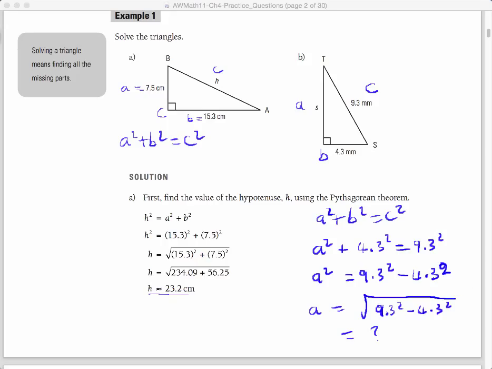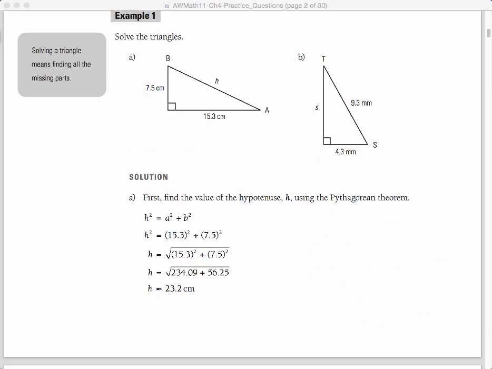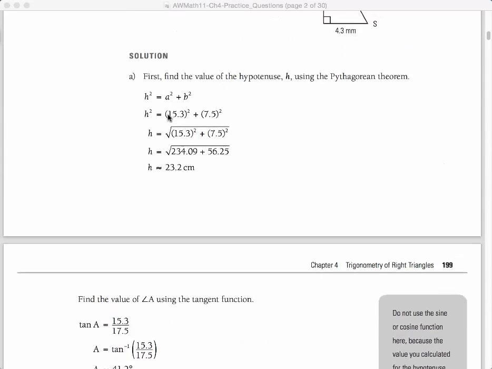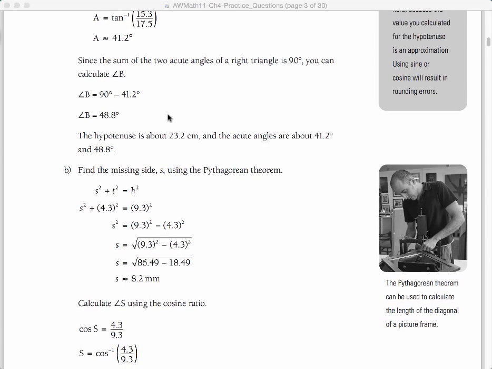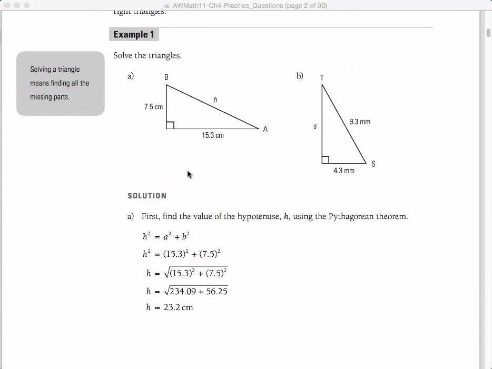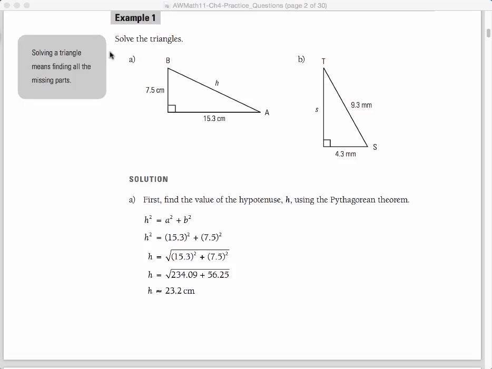Okay. And they'll probably show that answer below. So let's have a look. So part b is calculating inside, and here it is 8.2. Now they're also asking us a couple of other things here. They're saying for us to solve the triangles. Solve. So what does that mean? That means to find all the sides and find all the angles. So here we need to find A and B. Here we need to find T and S as well.